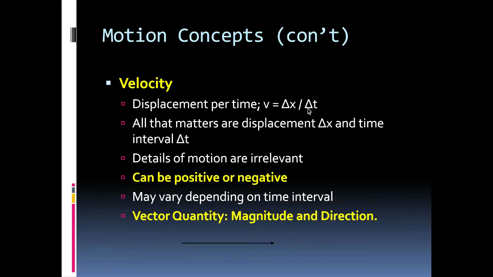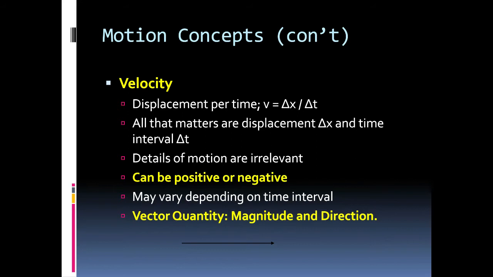Time is an interval. You do have an initial time and a final time. Usually we start our stopwatches at 0. So you could just divide this by t, and t would be your final time. All that matters are displacement and the time interval. The details of the motion are irrelevant. This velocity can be a positive or a negative quantity. It also can be 0. There can be no change.